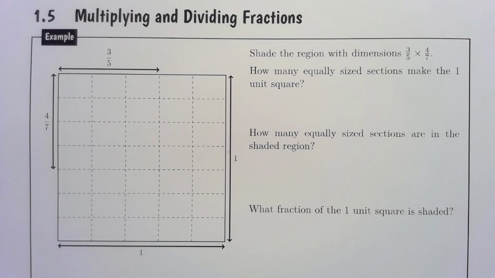Well, one way we could represent that product is with an area. If you remember, the area of a rectangle is its length multiplied by its width. So if we can create a rectangle with a width of 3/5 and a height of 4/7, its area represents the product that we're interested in.